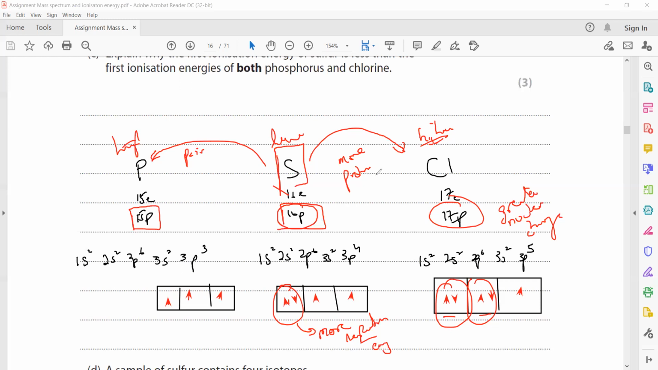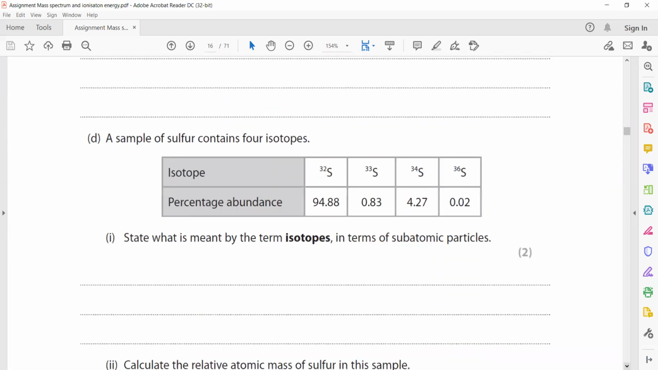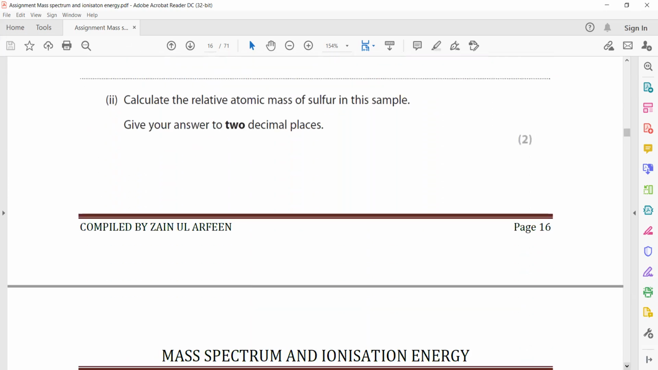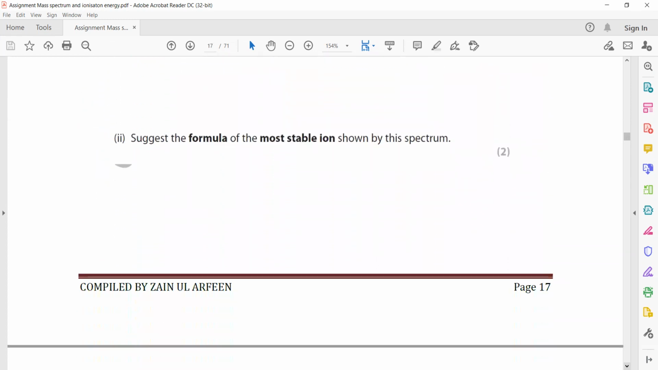And when we compare sulfur with chlorine, chlorine has greater nuclear charge than sulfur. So repulsion is weaker as compared to attraction. That's why it will have a higher ionization energy. So greater nuclear charge, greater ionization energy, but not in the case of sulfur because it does not follow that trend. And this question is related to the average mass of the isotope. We already discussed this.